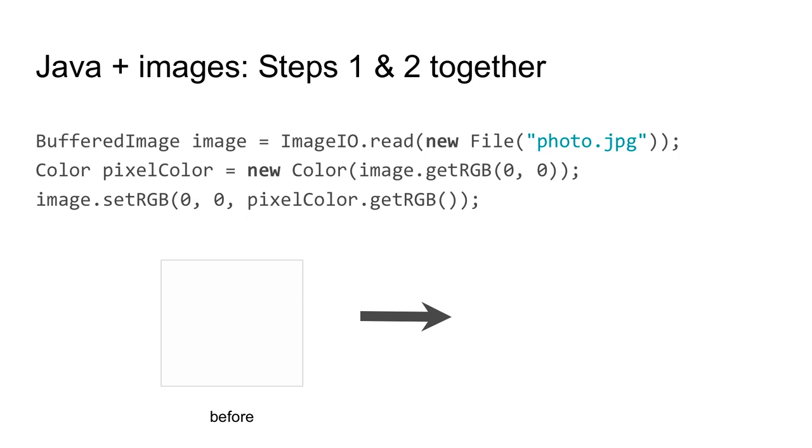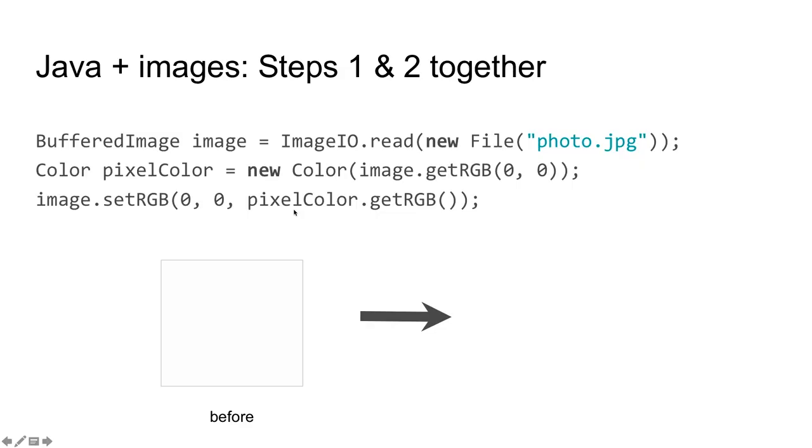And I can set the pixel. So I set the pixel at 0, 0. And so I've got the pixel, and then I set it to exactly what it was before. Okay, so this was anticlimactic. So we got a pixel, we set a pixel, but we didn't actually change it. So that's no fun. So let's change it.